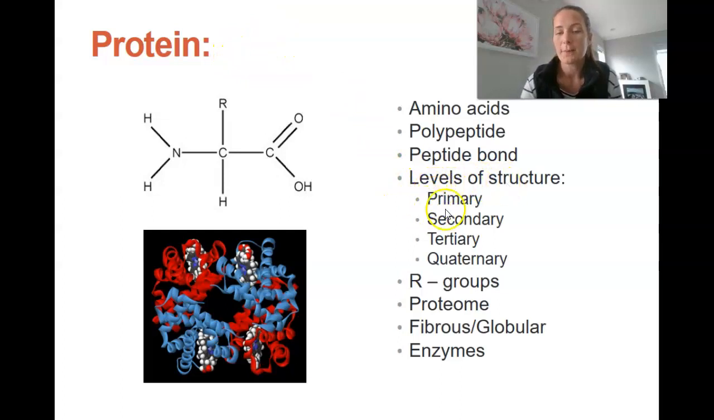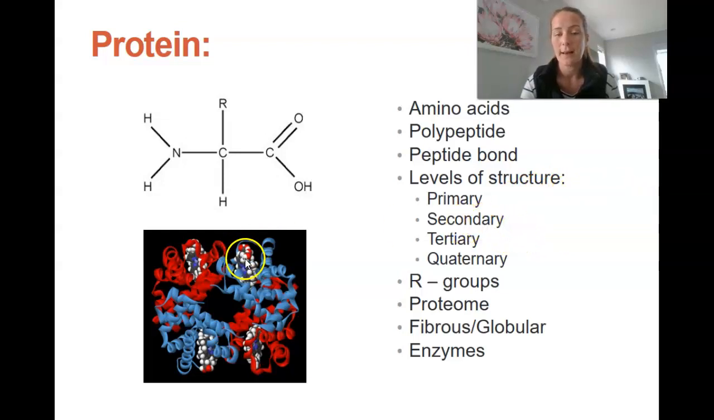Levels of structure. Before I run through them, can you just jot down what you know about these levels of structure? What is primary, what is secondary, what is tertiary, and what is quaternary? There are key words that you should have in mind for each of those. Okay, so hit pause and you define. Primary, hopefully you said, is the order of amino acids in the polypeptide sequence. So which amino acid goes in which order.